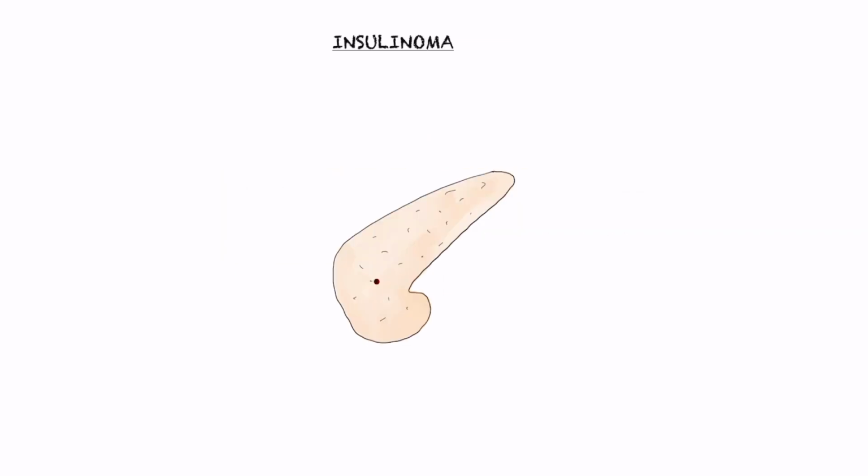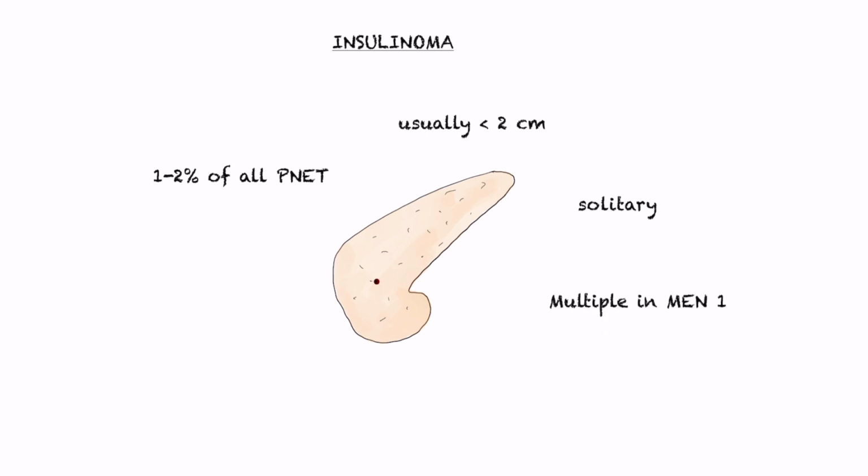Insulinoma. Insulinomas constitute 1 to 2% of all PNET. They are usually small, less than 2 cm in size. Mostly they are solitary, but if associated with MEN1 syndrome, there can be multiple insulinomas. They can be present all over the pancreas. They secrete insulin and/or proinsulin.